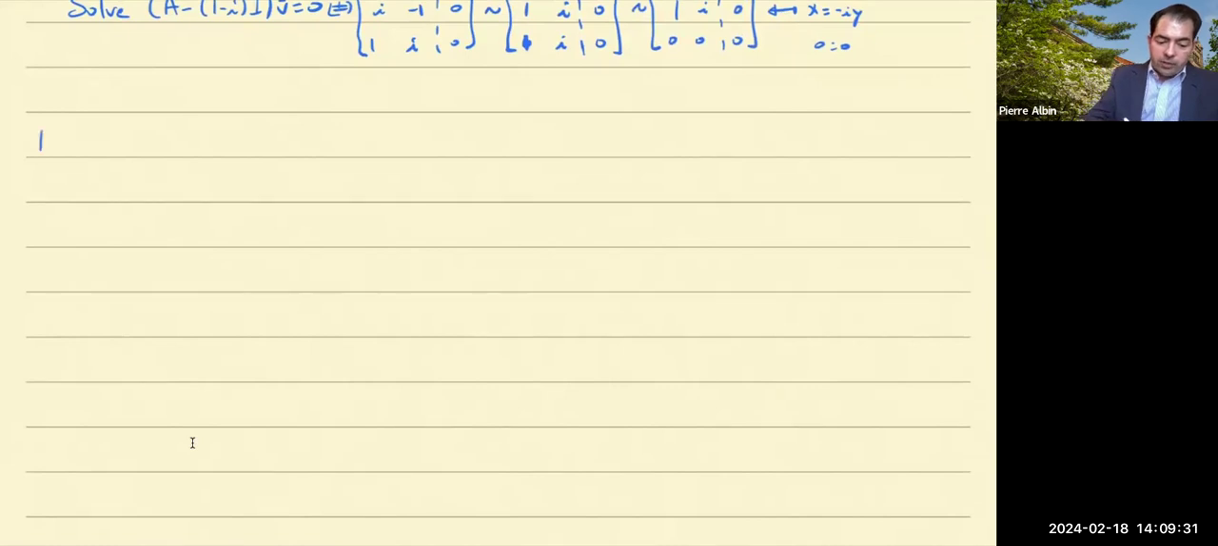Okay, let's do another example. Let's do a 3 by 3 case. Suppose I want to find eigenvalues and eigenvectors of the matrix A.